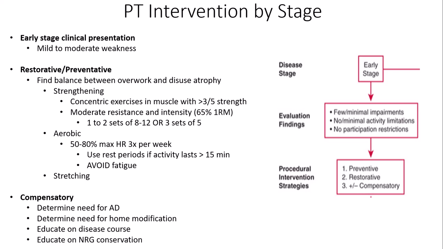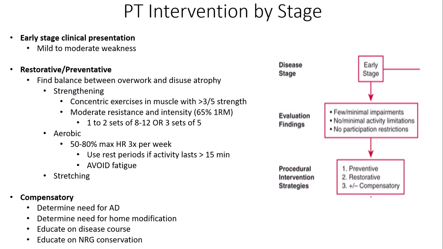For aerobic activity, you're going to use 50 to 80% heart rate max 3 times per week, and if the activity lasts for more than 15 minutes, you want to incorporate rest periods during the activity, and by all means, try to avoid fatigue. And then finally, stretching. Active patient stretching or passive range of motion exercises, something that's going to help prevent muscle contractures in the future, is highly recommended.